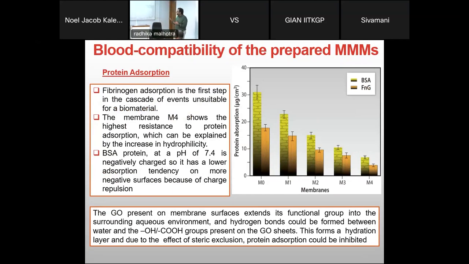So first we tested for protein adsorption. We used bovine serum albumin and bovine fibrinogen, which are the two most widely present proteins in blood, quantity-wise. So these are the bovine forms. In human blood, you have the human forms. The fibrinogen adsorption is the first step in the cascade of unsuitable events.